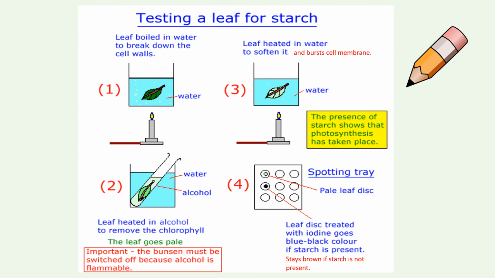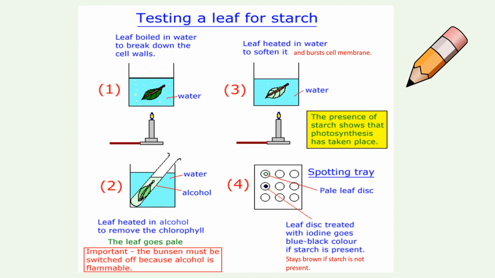So to do the experiment, you first need to boil a leaf in boiling water in a beaker, as it breaks down the cell wall of the leaf and softens it by bursting the cell membrane. So that's the first stage. Then for the second stage, you need to put the Bunsen burner off. It is important that you put the Bunsen burner off for this point because ethanol is highly flammable. Then you would put the leaf into a test tube of ethanol, which you place into the beaker.